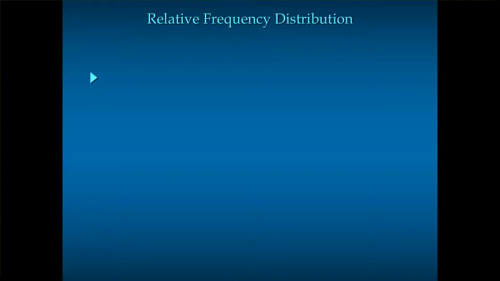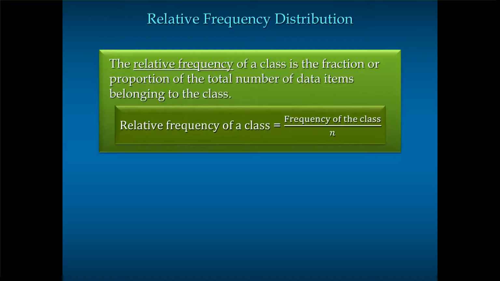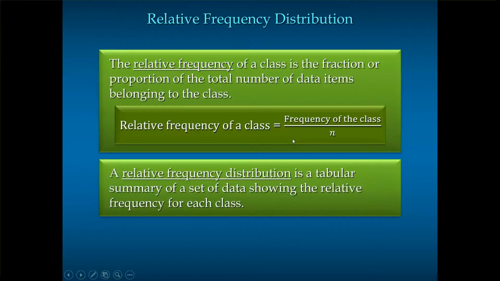So what's the definition for relative frequency distribution? The relative frequency of the class is the fraction or portion of the total number of the data items belonging to the class. Relative frequency can be calculated by using the frequency of the class divided by the sample size n. So this is the formula you should remember. The relative frequency distribution is a tabular summary of the set of the data showing the relative frequency for each class.